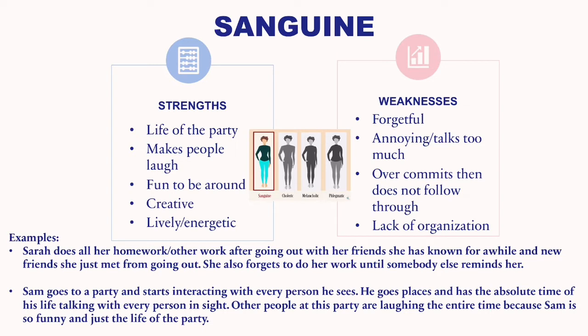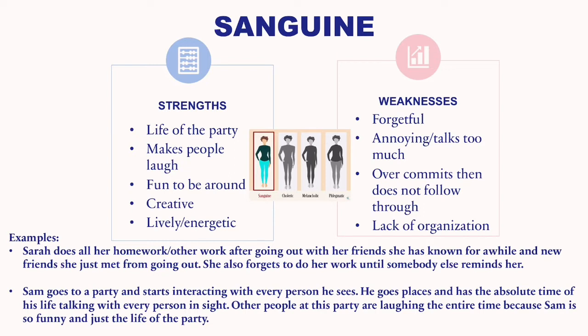Yeah, so some more examples of this are Sarah does all of her homework and other work after going out with her friends that she's known for a while and new friends that she just met from going out. She also forgets to do her work until somebody else reminds her. So Sarah wants to be around people all the time. She's lively and energetic, but she's also very forgetful about the more important tasks that she might need to do, and clearly she would have totally forgot unless somebody else reminded her.